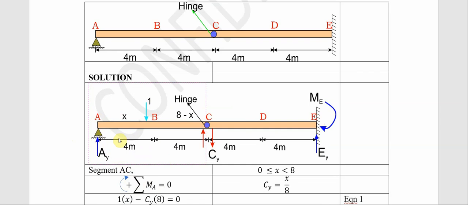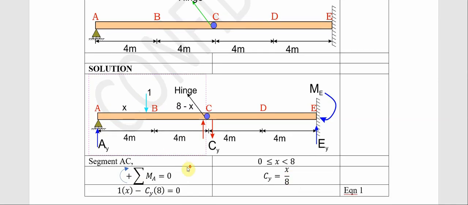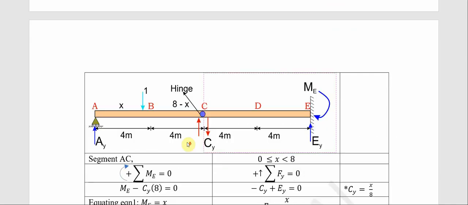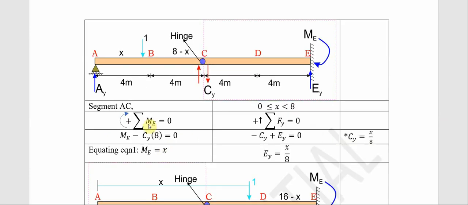So for this particular one, we take the moment about this point, where this is the only force that is coming to this point. We have 1 times x minus CY times 8. Now the sign convention we're using is that clockwise is positive while anticlockwise is negative, so that's why this one is negative. So at the end of the day, we have that our CY will be equal to x over 8.